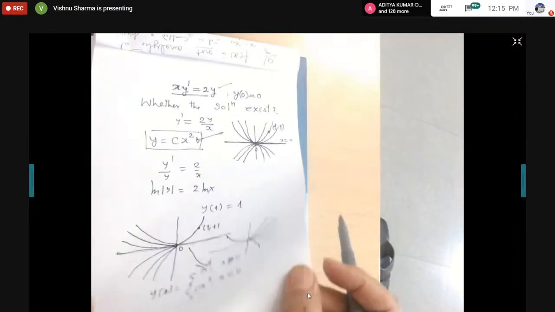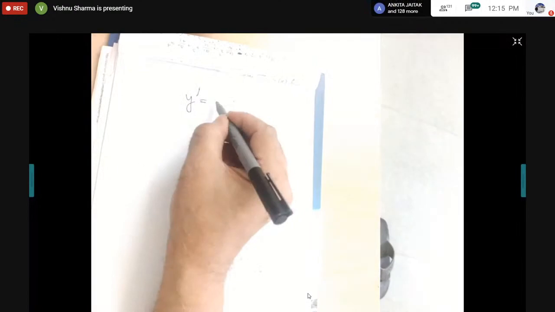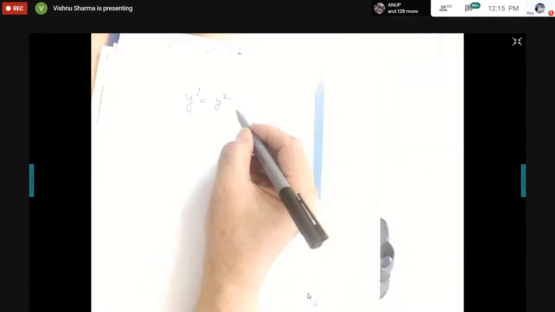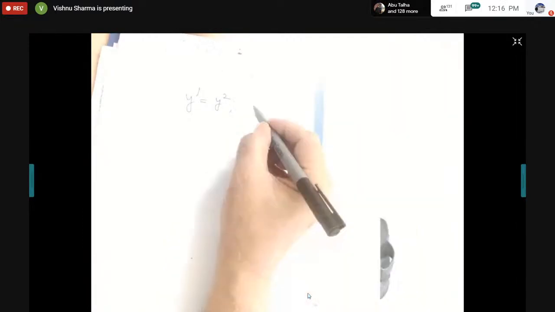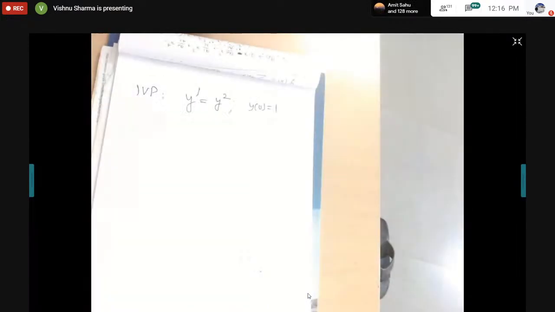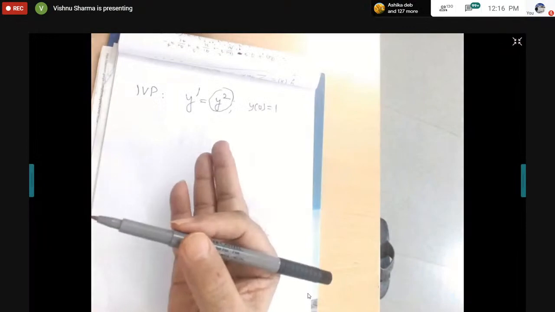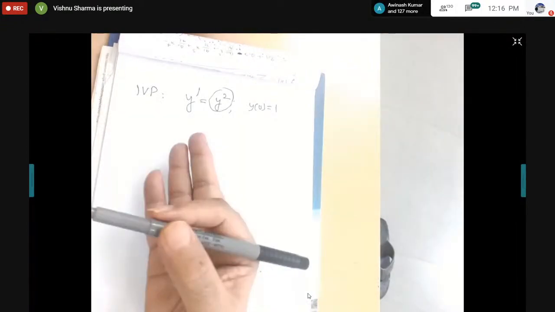For example, let us take this example. Say y prime is y square, a very simple function, with y(0) equal to 1. Consider this initial value problem. This equation is nonlinear, right? Now look at the function which appears on the right hand side. It's a very nice function, differentiable any number of times in the whole xy plane at every point, right?